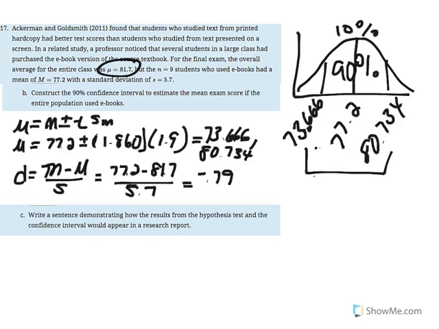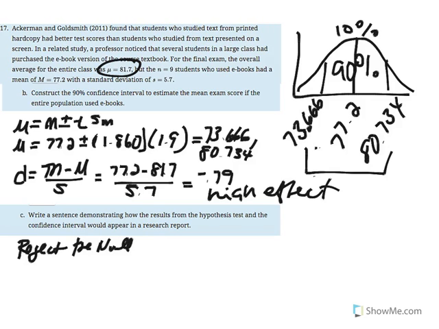So mathematically speaking, it will be perhaps a negative, but your final representation will be reported as a positive. And this is actually a very high effect based on our table. All right, now we can write our concluding statement. So we know that we are going to reject the null. Again, our t statistic in the previous example or part of this question allowed us to reject the null. It was large enough to put us into the critical region.